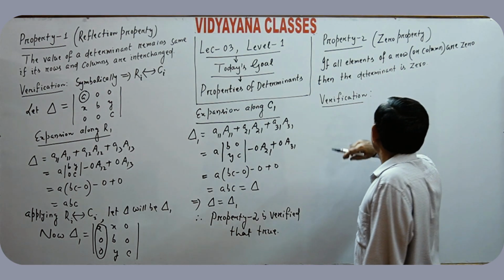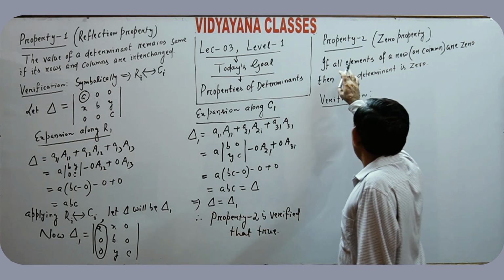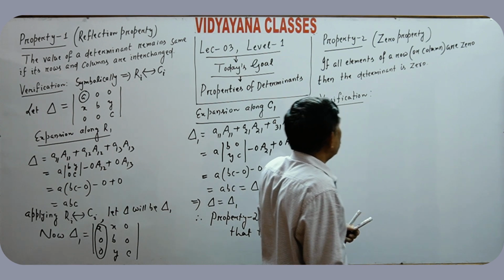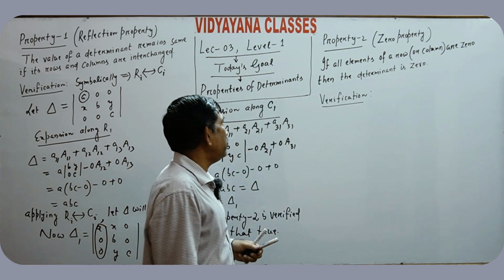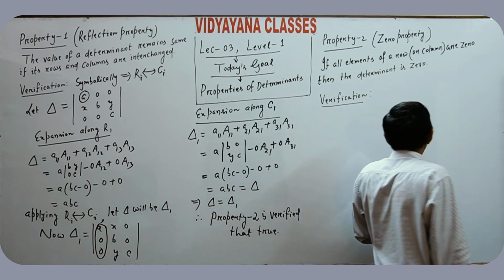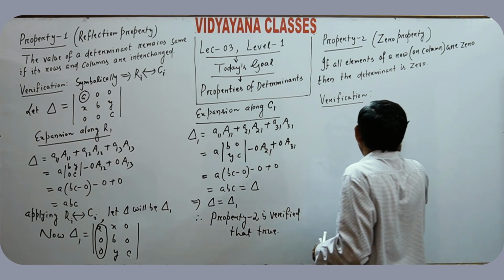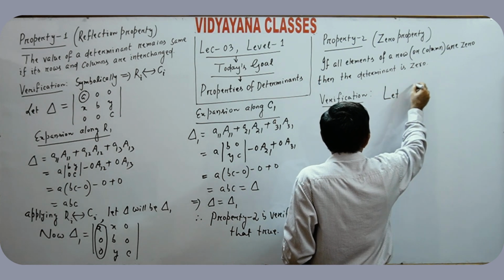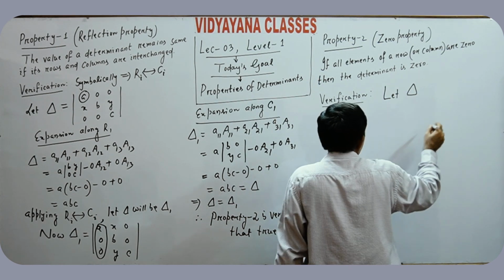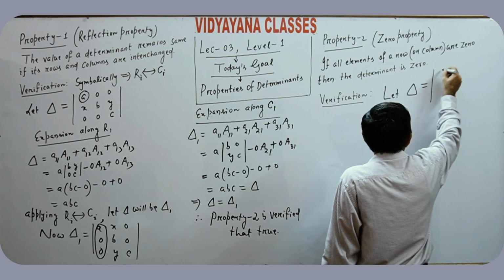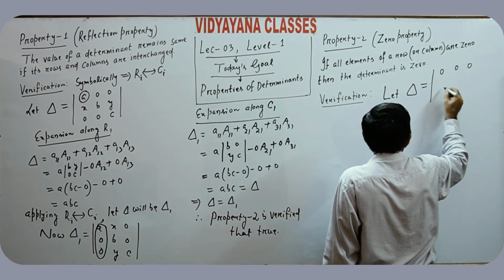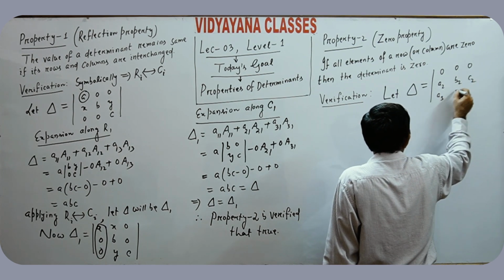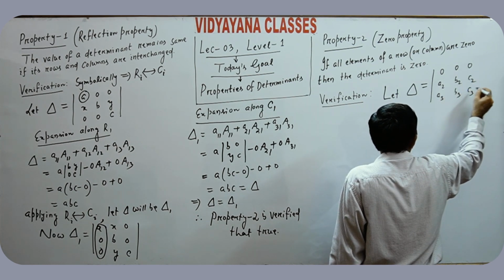Property 2 is called the zero property. If all elements of a row or column are zero, then the determinant is zero. Verification. Let del be the determinant having elements 0, 0, 0, a2, b2, c2, a3, b3, c3.